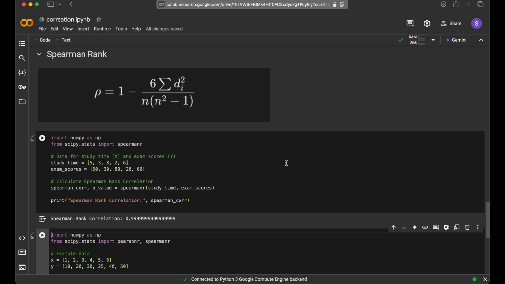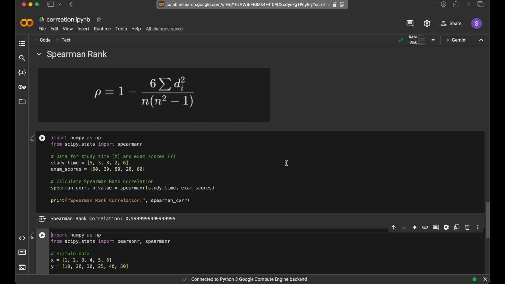Spearman works well with ranked ordinal data and outliers. Spearman is mostly not affected by outliers. If outliers are there, that is fine, Spearman works. Spearman is more robust to outliers than Pearson because it uses ranks rather than the raw values.